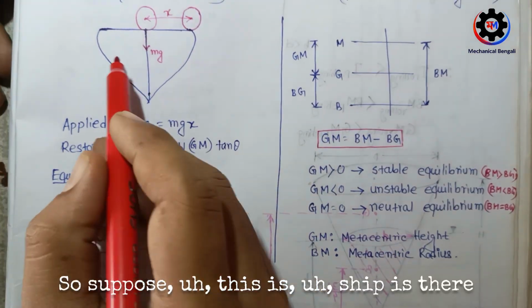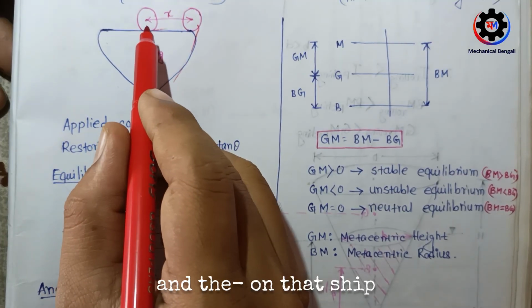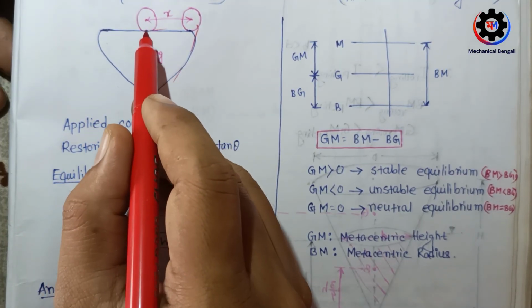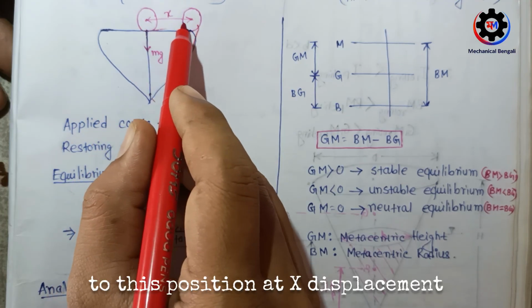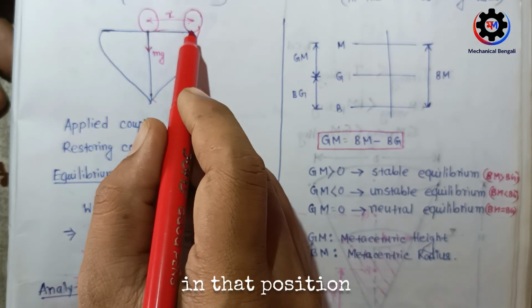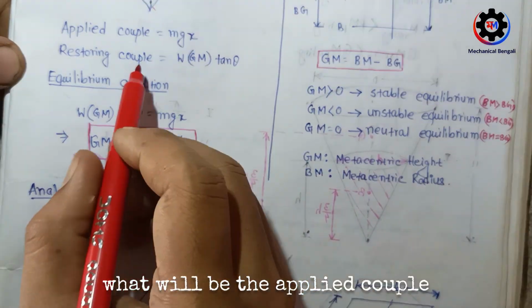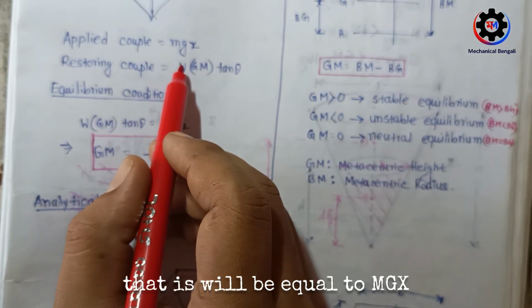Suppose this is a vessel, and on that vessel there is one body, and the weight of the body is mg. Now if the body is displaced from this position to this position by x displacement, the mg is acting in that position. So what will be the applied couple? The applied couple will be equal to mgx.